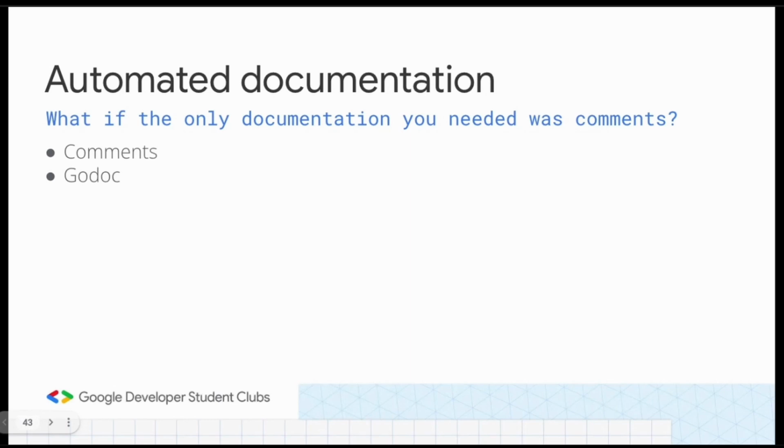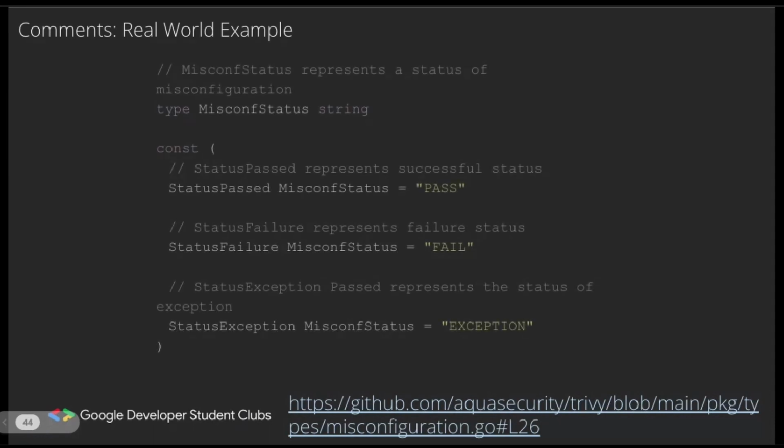So a pretty nice feature of Go is that we can use comments to automatically generate documentation for our projects. These comments just have to follow a pretty basic standard, but it's quite easy to keep track of. So this is a real world example I've pulled out of an open source project called Trivy. They're a tool that scans software for vulnerabilities and helps developers ensure that those vulnerabilities can be fixed up.